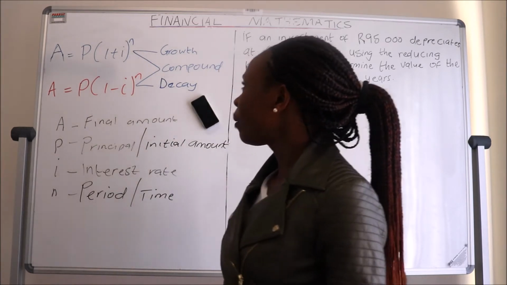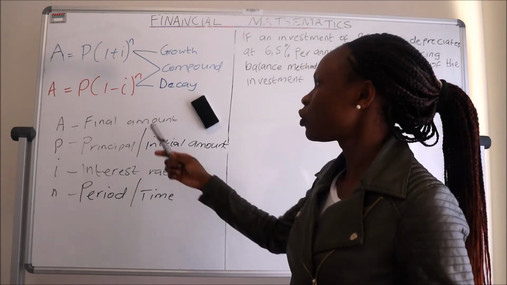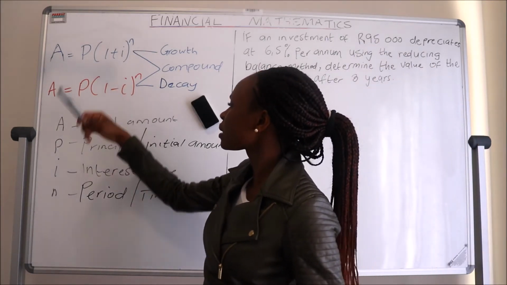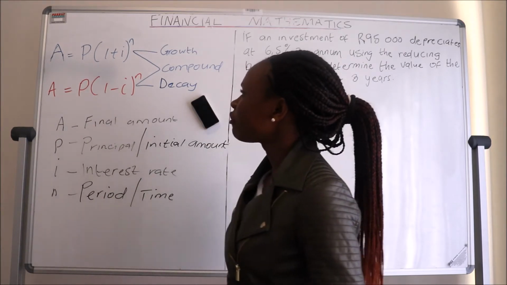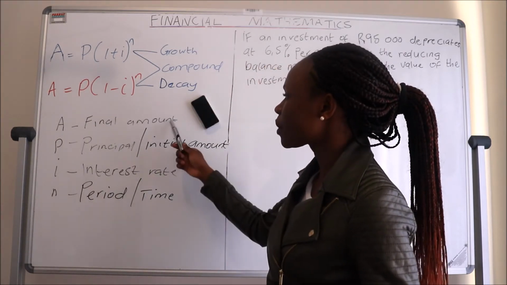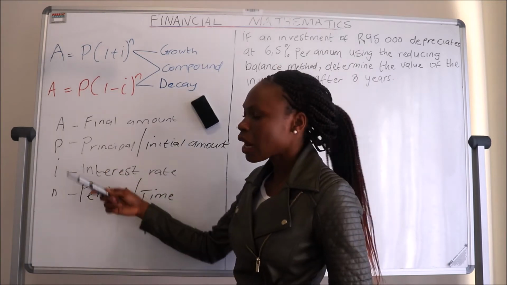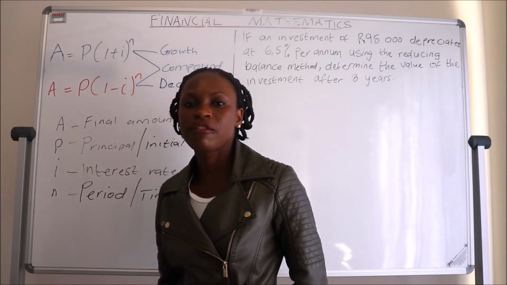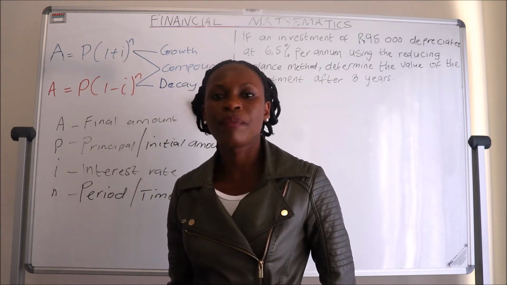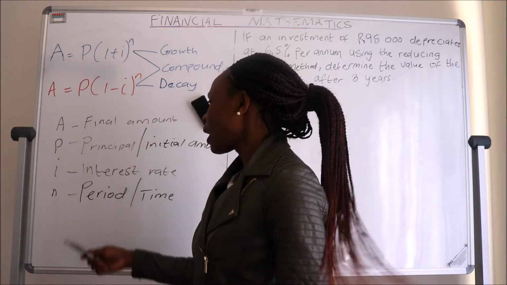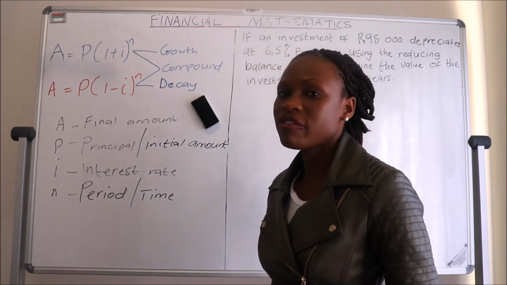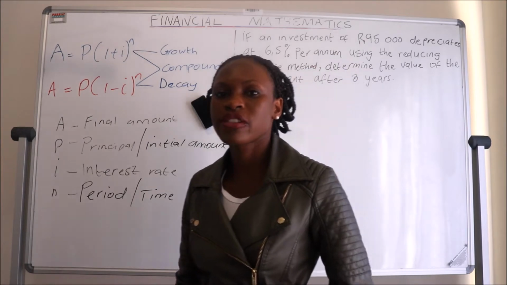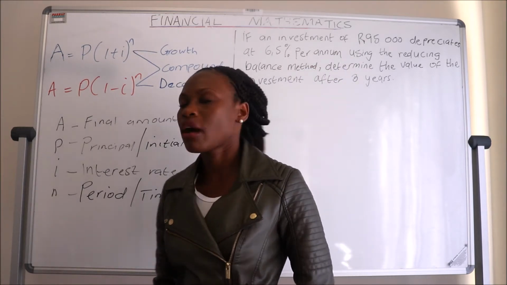With compound growth and compound decay, we have two equations, of which the only difference is the plus and minus. In this equation, A is the final amount. P is the principal or initial amount that you would have used as an investment, or your initial purchase of goods. I is the interest rate, which you have to divide by 100, and N is the period or time that your investment has been in the account.